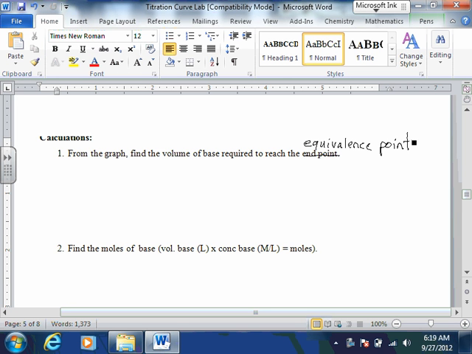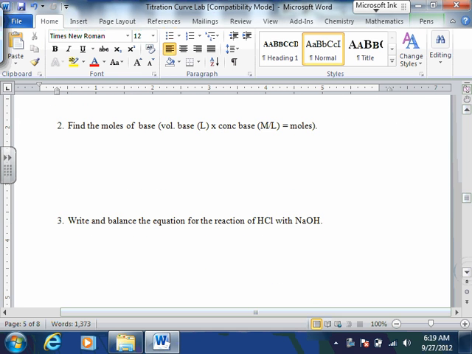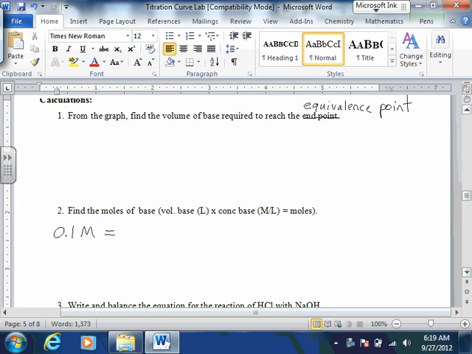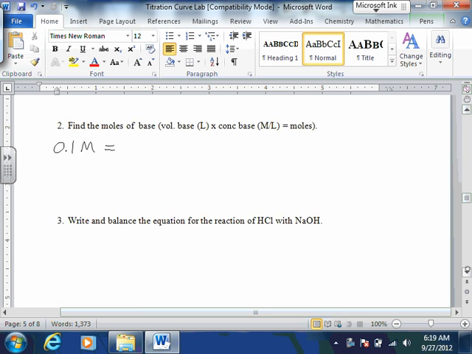And then what we want to do is find the moles of the base, okay? So in other words, we need to find out how much of the base that we had to add there, okay? Now we know that the concentration of our base was 0.1 molar in AOH, okay? And we also know that the volume of base added was whatever, okay? So that's why they had you do number 1 here, okay? Find the volume of base required to reach the equivalence point. So once you find this, let's say it's just hypothetically, 25 milliliters or something like that. You had to add 25 milliliters of the base to get to the equivalence point, okay?